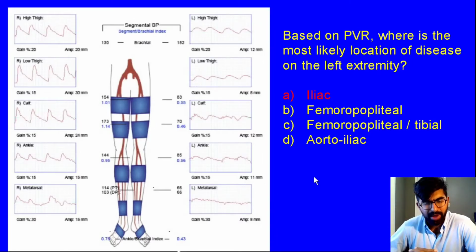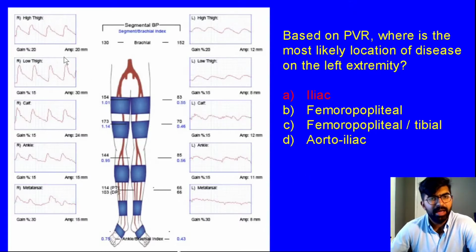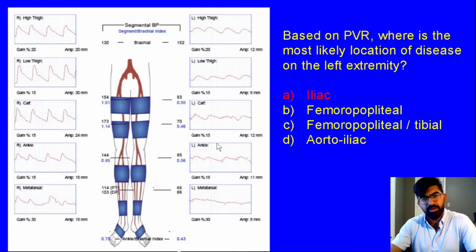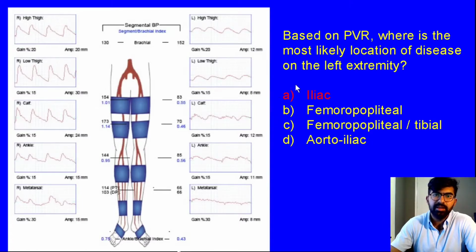And let's just backtrack a little bit. Why couldn't it be an aortoiliac lesion? If it was an aortoiliac lesion, you may notice that you would not have necessarily a normal PVR on the right side. Okay, so that's why we exclude D. What about a femoral popliteal lesion? Well, let's look through it as we move down. The waveform at the high thigh looks very, very similar as we go down the entire length of the leg, likely excluding the femoral popliteal or femoral popliteal and tibial lesions. Okay, so the most likely location of it is the iliac.